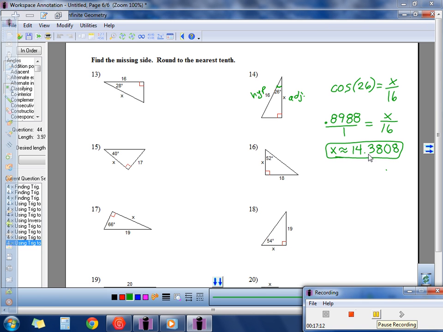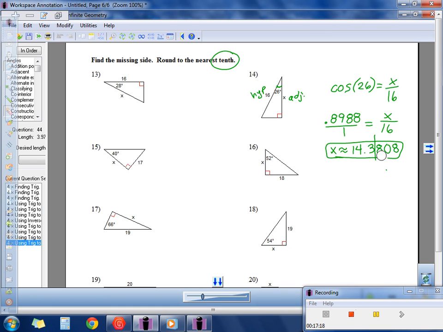Now, one problem. This is rounded to 4 places just like this was, but it says it wants the final answer to the 10th. So I don't want this part to be 10th. I want the last part to be the 10th. So that chops it right here. Does the 8 round up the 3? Yes. So I want to change that 3 to a 4. And now it's more appropriate to what the question's asking for.